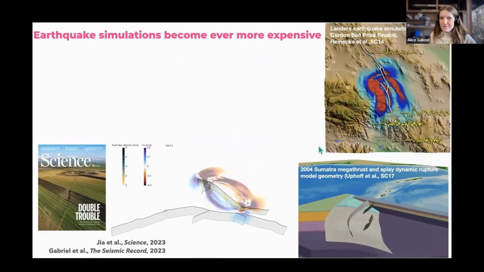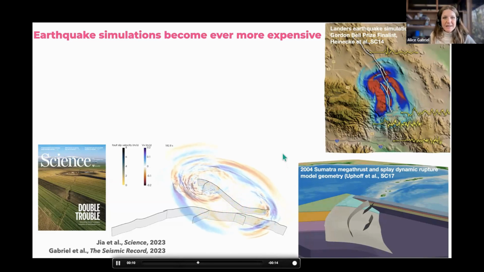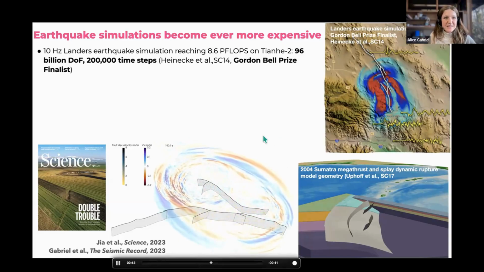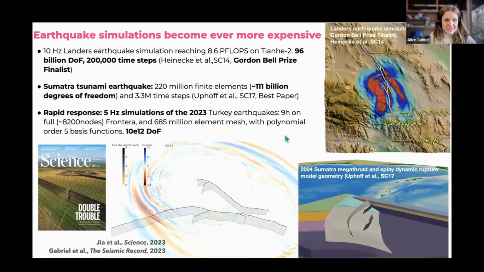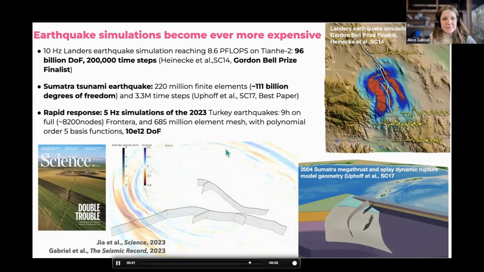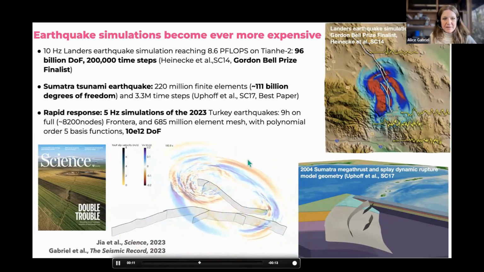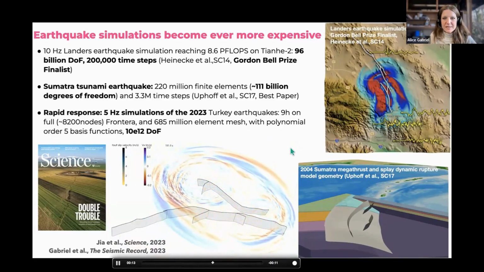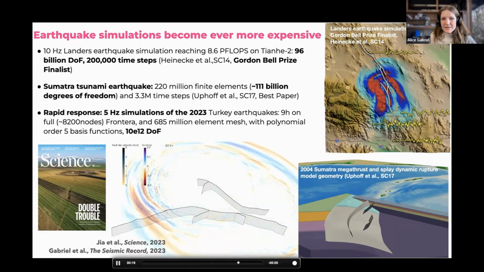Earthquake simulations, dynamic rupture simulations specifically, are exemplified on this slide, but in general, are becoming ever more computationally intensive. Here's just a couple of numbers showing this evolution based on simulations that I was involved in. We see 5 Hertz dynamic rupture simulations of the Turkey earthquakes requiring about 9 hours on a full Frontera if you really want to push it to 5 Hertz. And they're solved for 10 to the power of 12 degrees of freedom, so unknowns that we have to solve for. So these are large scale simulations that we are now performing routinely and also rapidly after large events.